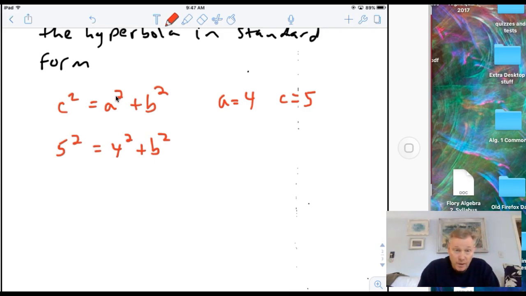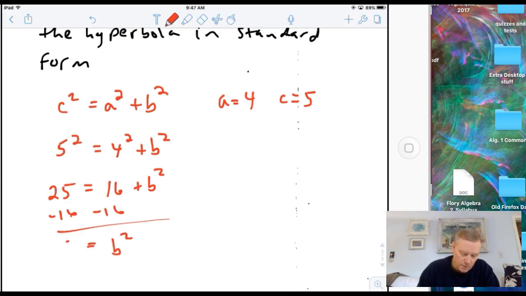Notice how it actually wouldn't have mattered whether I plugged it in for a or b, because you're going to square it and add them together. You're not really doing anything different, which would give me 25 equals 16 plus b squared. Subtract 16 from both sides, and I get b squared equals 9. Therefore, b equals 3.